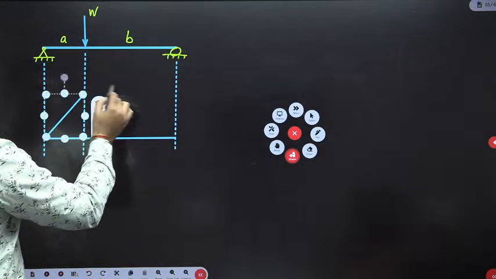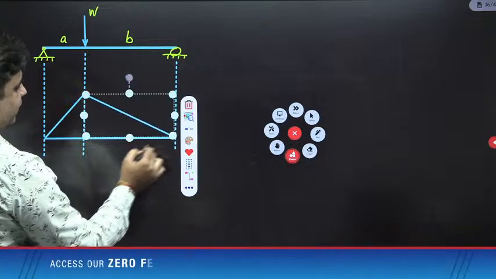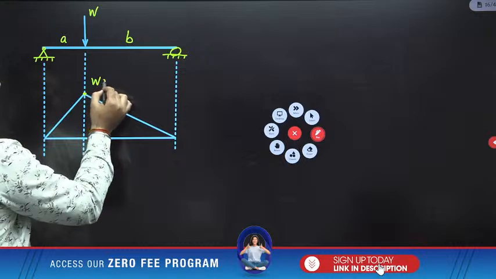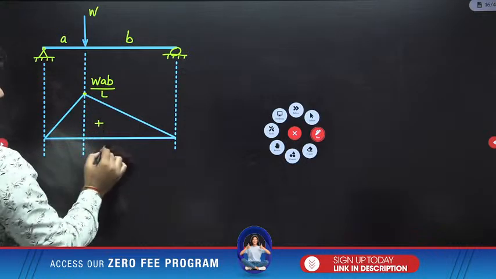The bending moment diagram will be positive, and the maximum value of bending moment, which is very important, is WAB by L. This is your BMD for the beam.